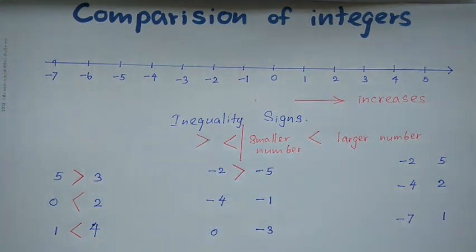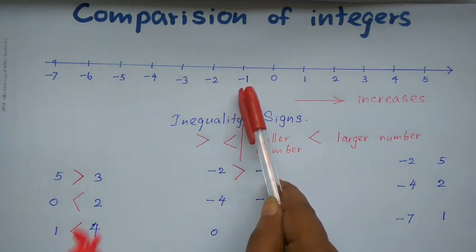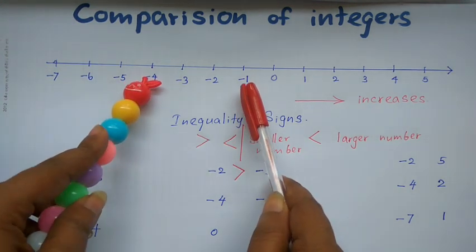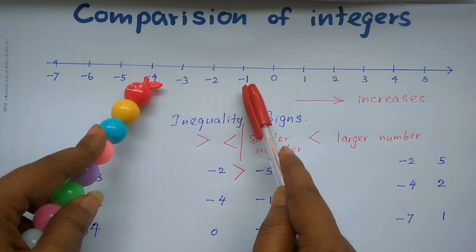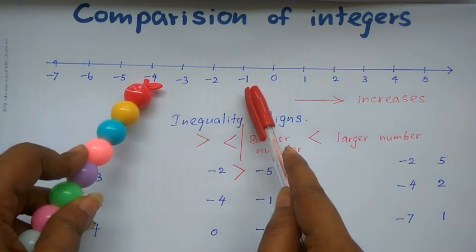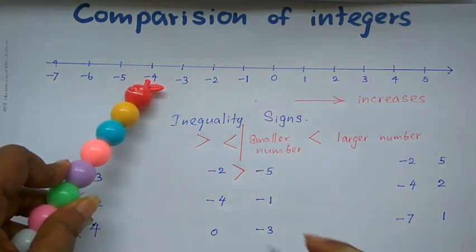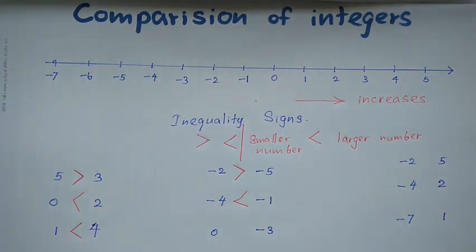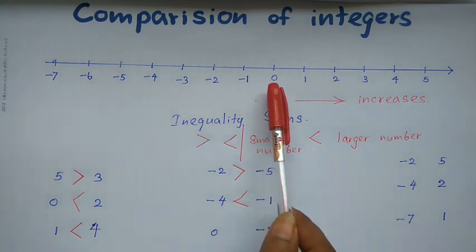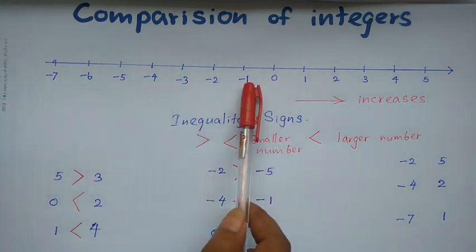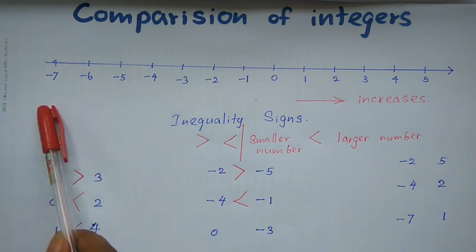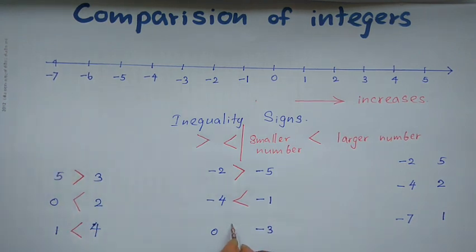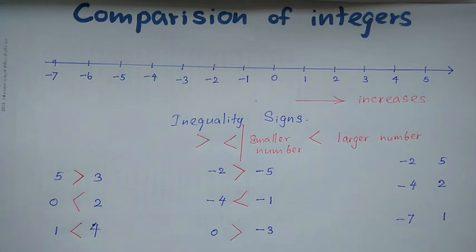Negative 1 and negative 4. The right hand side number is negative 1. Then it is the larger one. Then the open side is on negative 1. Negative 3 and 0. You know all the negative integers are less than 0. Then 0 is the larger number.